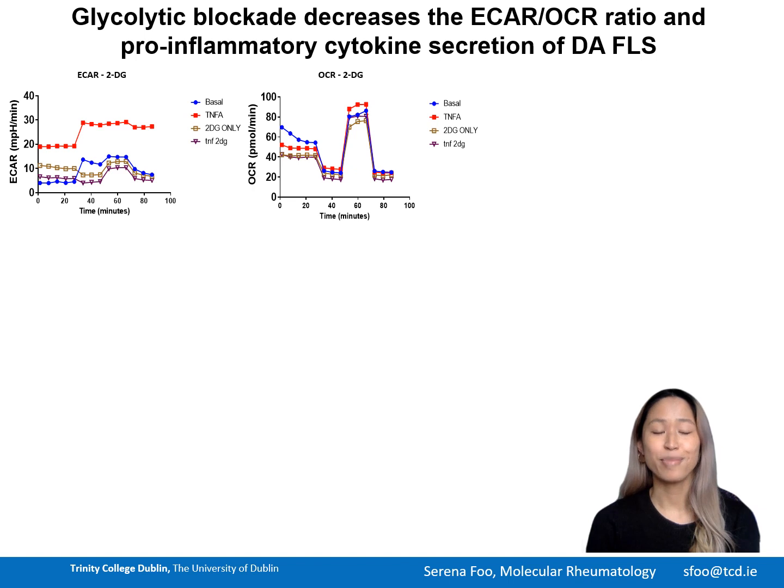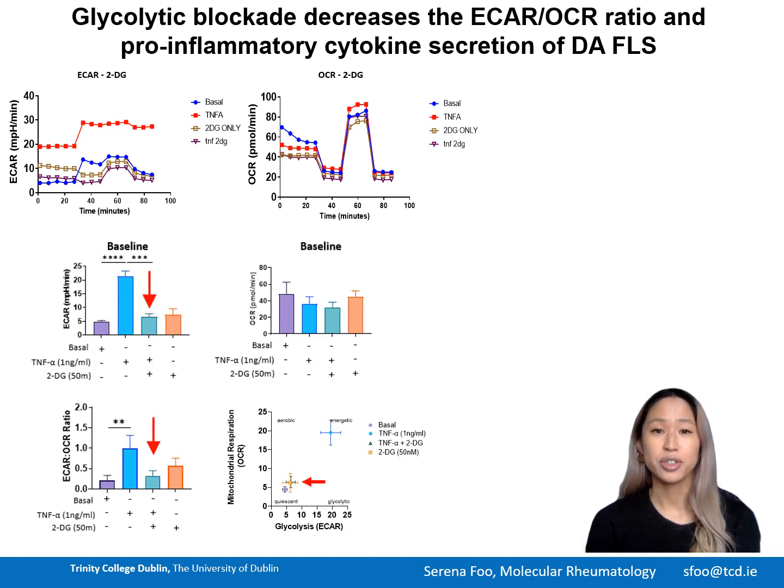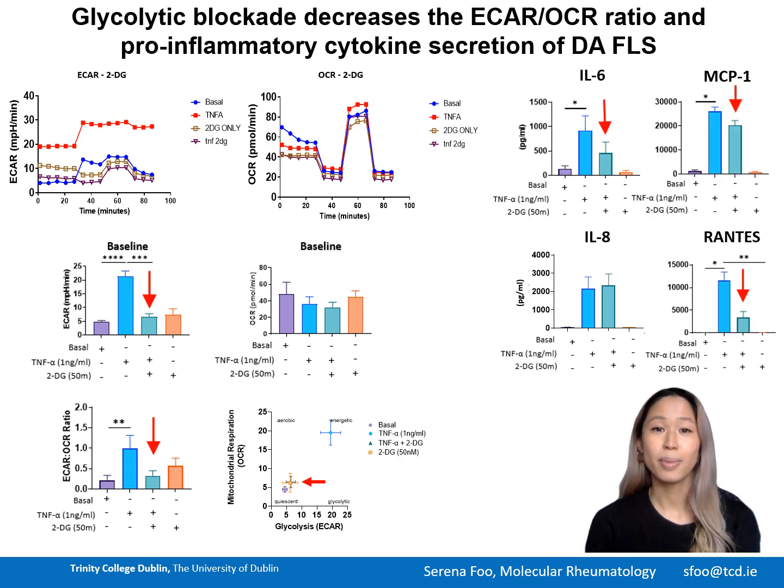We next examined if metabolic reprogramming alters the inflammatory profile of DA fibroblasts using the glycolytic inhibitor 2DG. 2DG drastically reduced ECAR levels in the presence of TNF-alpha, resulting in the reduction of the ECAR-OCR ratio. This led to a shift in the metabolic phenotype, transforming the DA fibroblasts from being highly energetic to a more quiescent state. Additionally, this metabolic shift in response to 2DG was paralleled by a reduction in the pro-inflammatory mediators IL-6, RANTES, and MCP1.